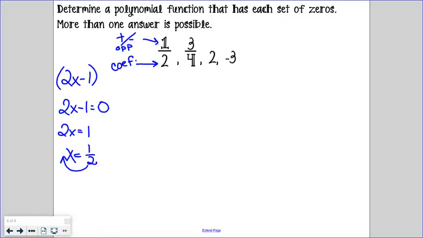So we know that this one turns out to be 2x minus 1. You guys try to write the 3/4 in there following that little rule. Put the 3 and the 4 in the correct place in your factors there.